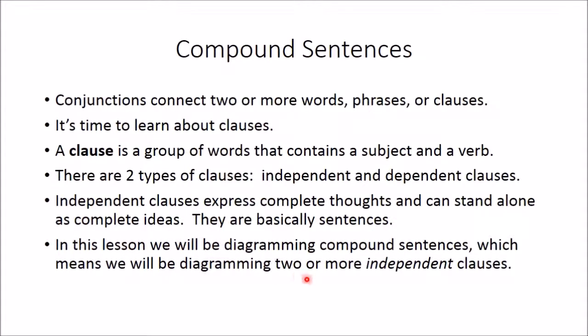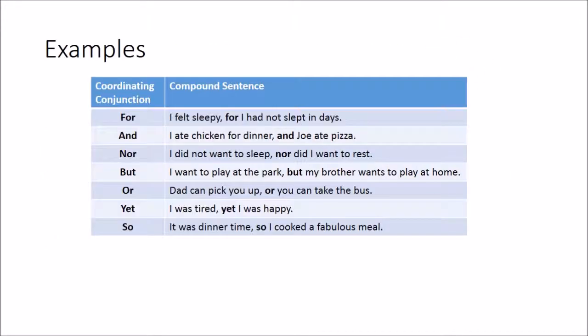So in this lesson, we'll be diagramming compound sentences, which means we'll be diagramming two or more independent clauses. So now we will take care of this last part of the definition of conjunctions. Conjunctions connect two or more words, phrases, and now clauses. Okay, so here are some examples. You have your 7 coordinating conjunctions based on FANBOYS: for, and, nor, but, or, yet, and so. And then here are compound sentences using each of those 7 coordinating conjunctions.